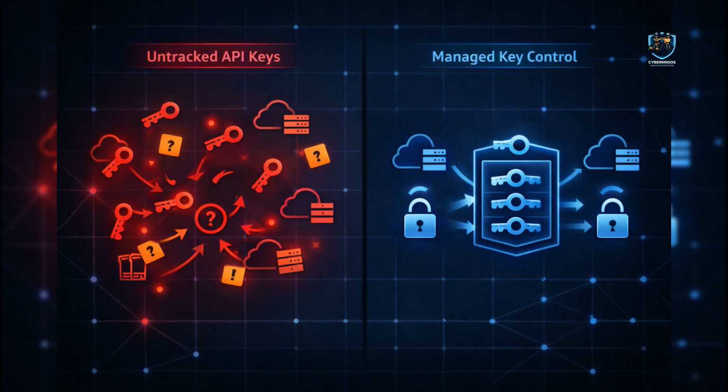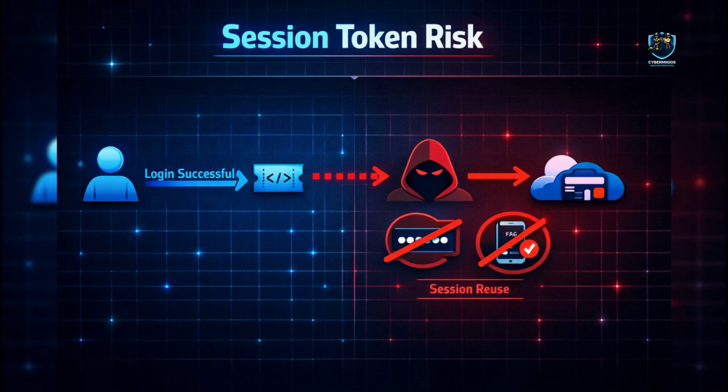SaaS platforms rely heavily on API keys. These keys are often created for integrations, automation, and services. But in many environments, there is no central inventory of those keys. Ownership is unclear, rotation is not enforced, and usage is not monitored. This creates hidden access paths, long-lived credentials that operate outside normal authentication controls, and because they are not visible, they are rarely reviewed.